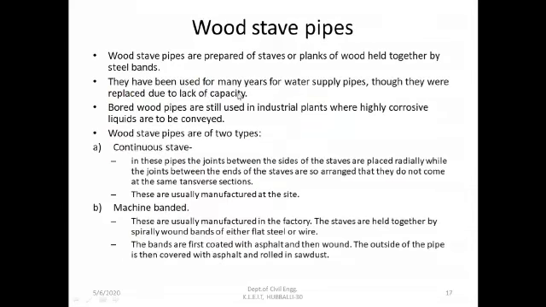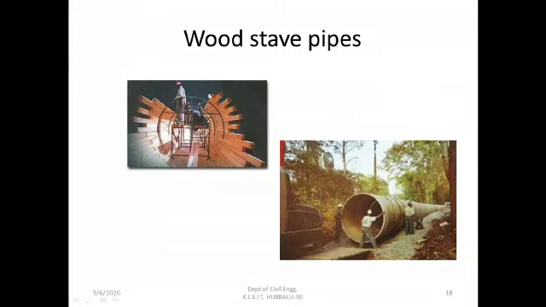Now coming to the next one, that is wood stave pipes. Now the pipes which are made out of wood staves. A wood stave is nothing but a narrow wooden plank which are being held together by steel bands. Now they have been used for many years for water supply pipes, though they were replaced due to lack of capacity. And bored wood pipes are still used in industrial plants where highly corrosive liquids are to be conveyed. And wood stave pipes are of two types here. One is continuous stave and the other one is the machine banded. You can see here, this is the continuous stave and this is the machine banded.